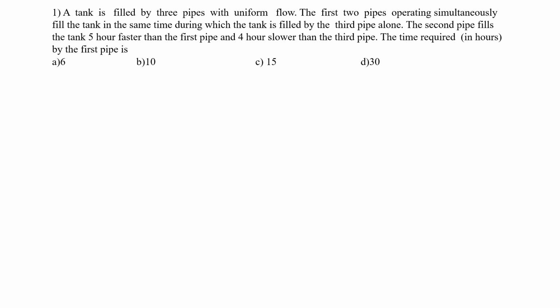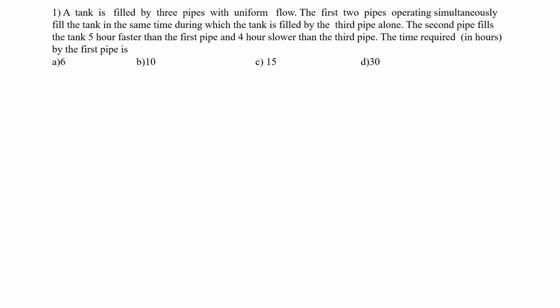A tank is filled by three pipes with uniform flow. The first two pipes operating simultaneously fill the tank in the same time during which the tank is filled by the third pipe alone. The second pipe fills the tank 5 hours faster than the first pipe and 4 hours slower than the third pipe. The time required by the first pipe is?